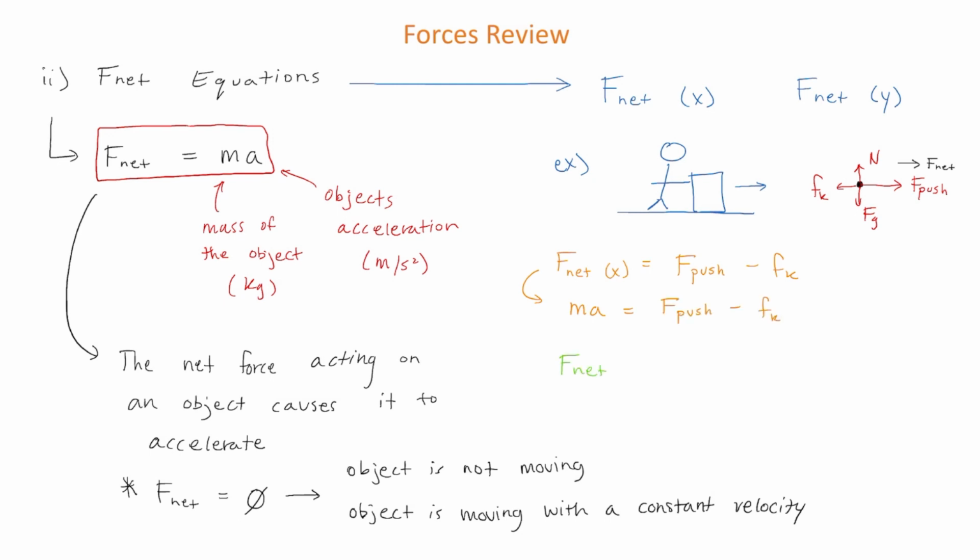Now let's look at our Fnet y equation. So this would be the sum of all the forces acting along the y-axis. We can see that Fnet y is equal to the normal force minus the force of gravity. The normal force is positive because it's a vector that's pointed up. The force of gravity is negative because it's a vector that's pointed down. And in this case, the box is not moving up or down along the y-axis, so we can replace Fnet y with 0. And that's how you make Fnet equations.